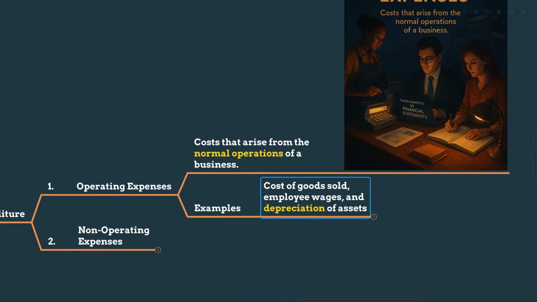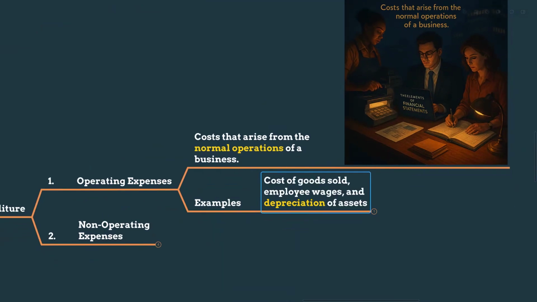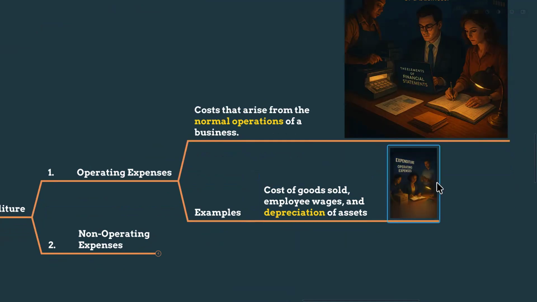For example, cost of goods sold, right? Let's say if you are selling something, you are making cash, that is an ordinary revenue. For that, you have to incur some cost directly, no? Let's say you are selling something for 500 rupees, but you bought it for 400 rupees. That 400 rupees is called cost of goods sold. As well as that, you are paying employee wages, the salaries, and the depreciation of assets.